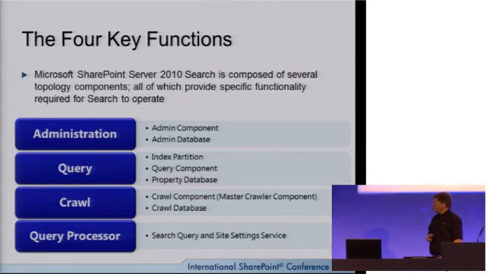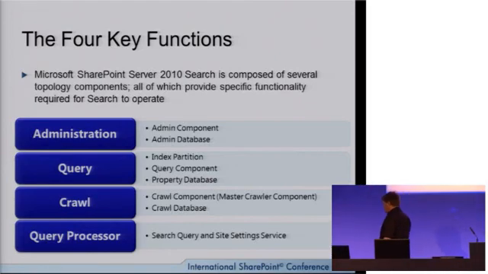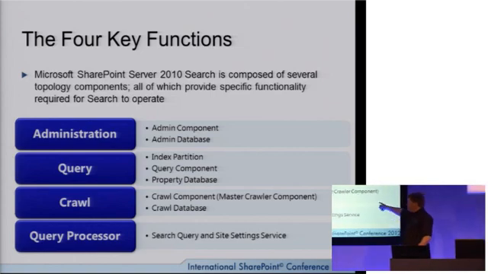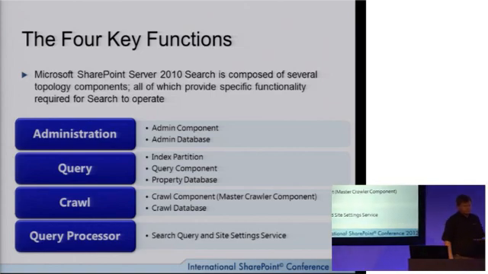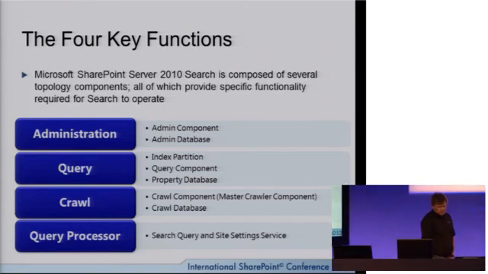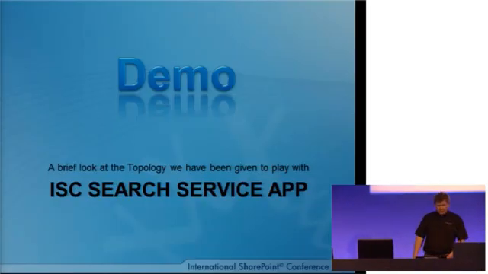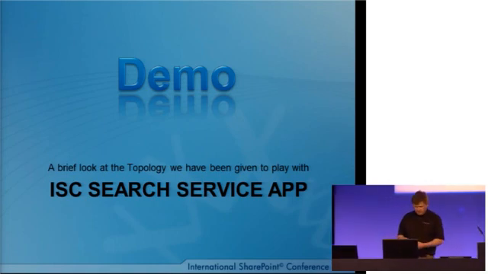The administration function consists of an admin component and admin DB. For query, we have our various index partitions, and our query component sits inside there along with the query processor. From the crawl side, we're interested in these two, the crawl component and the crawl DB. And like I say, the query processor we're going to talk about in more detail. The first thing I'm going to do is take a look at what we've got. What did Gary build for us on day one? And hopefully it's all in one piece.